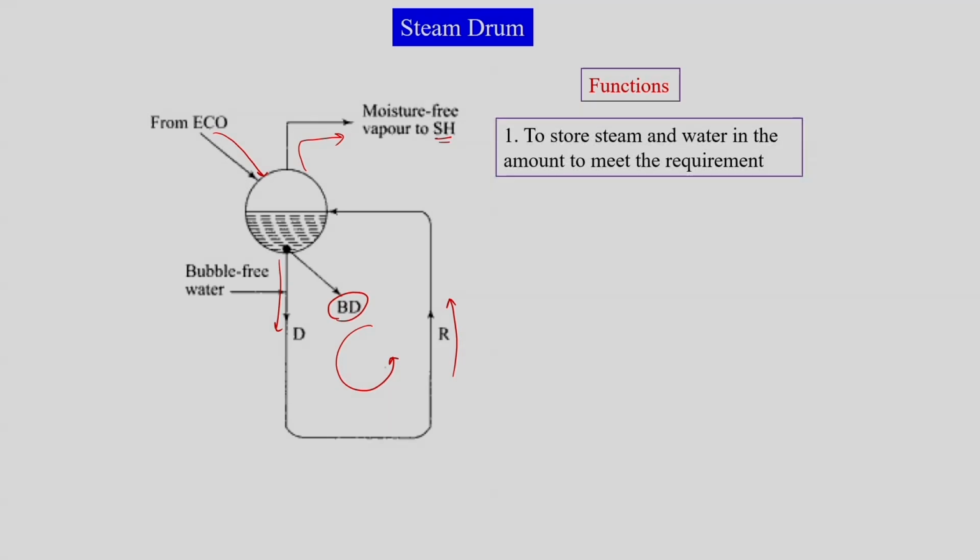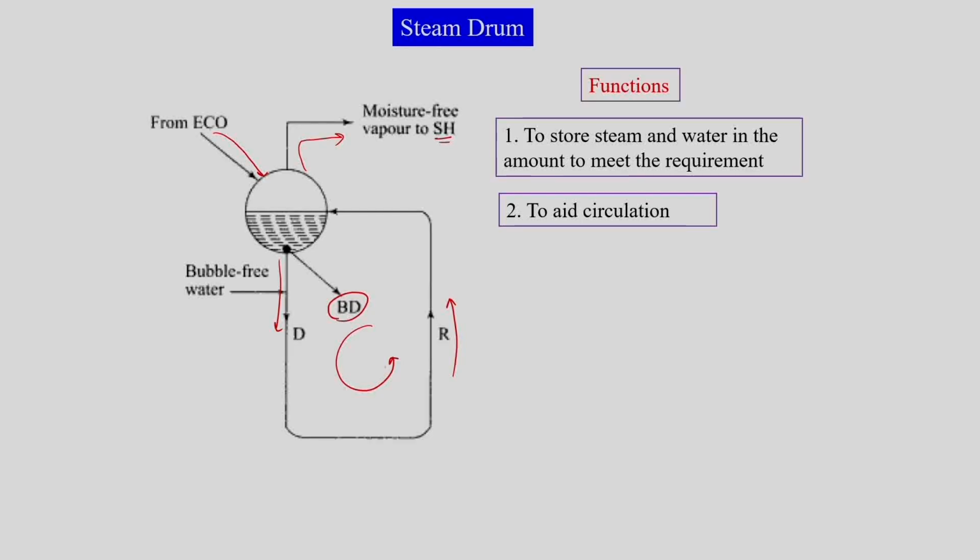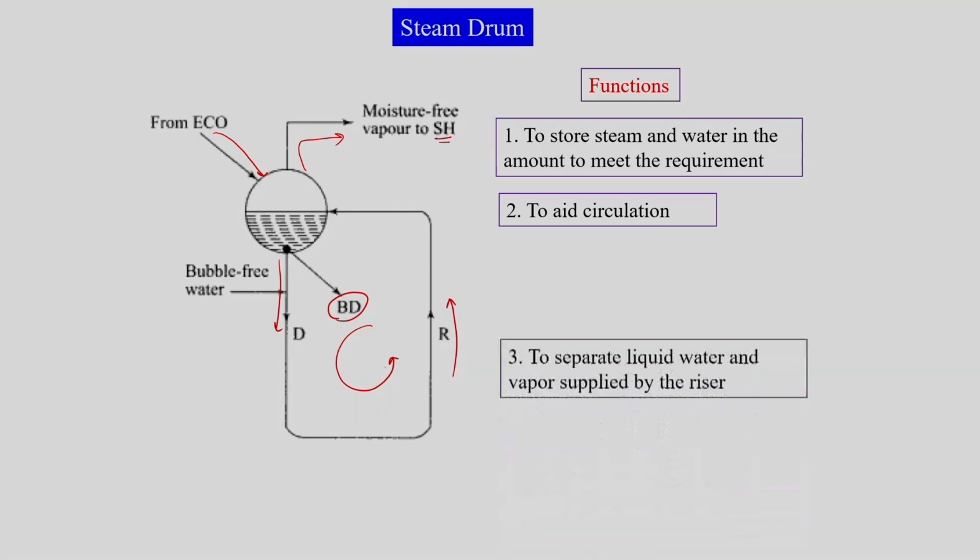So, this is the overall schematic of a steam drum. There are some functions of the steam drum. Among those, it stores the steam and water in the desired quantity required to handle the said load of the steam power plant. It also helps the circulation. We need a means of circulation where some water is maintained at a certain place so that it can come into the downcomer. So, it aids the process of circulation.